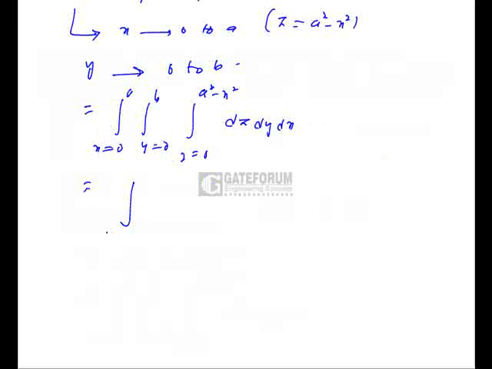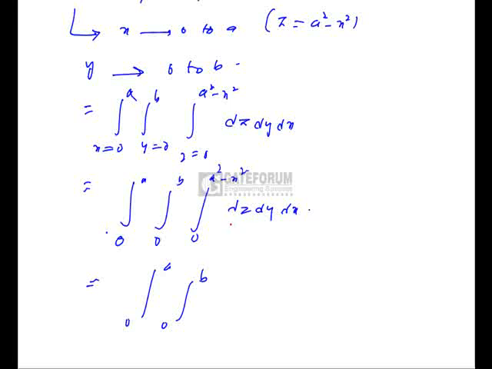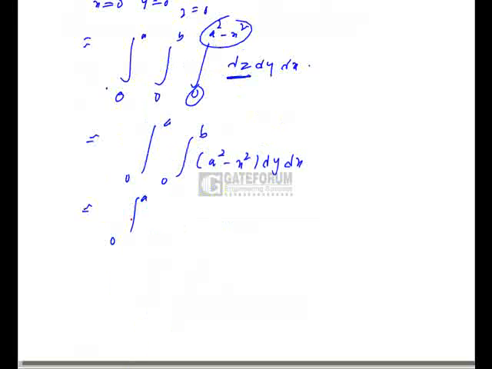So it is nothing but, as x is 0, it starts from 0 to a, then similarly 0 to b, then similarly 0 to a square minus x square, into dz dy dx. If I integrate it, dz is nothing but z, and z is varying from 0 to a square minus x square. So if I simplify, it will be a square minus x square, dy dx. Now, similarly, if I integrate further, a square minus x square both are constants because we are integrating with respect to y. So it will be a square y minus x square y over the limit 0 to b, dx.